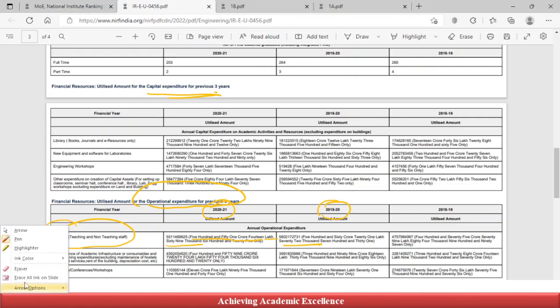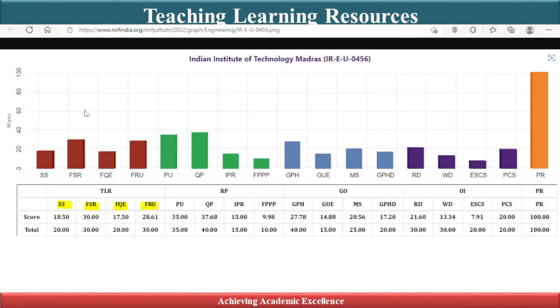I request all of you to go through every piece of information. Detailed information is available on the NIRF website. Even if you want individual parametric information, you will get it, and you will get this entire information also. Just go through it and see. For example, in the case of IIT Madras, what is this TLR? In TLR, what are the component level metrics? SS, student strength; FSR, faculty student ratio; FQE, faculty quality experience; FRU, financial resource utilization. These are the scores.